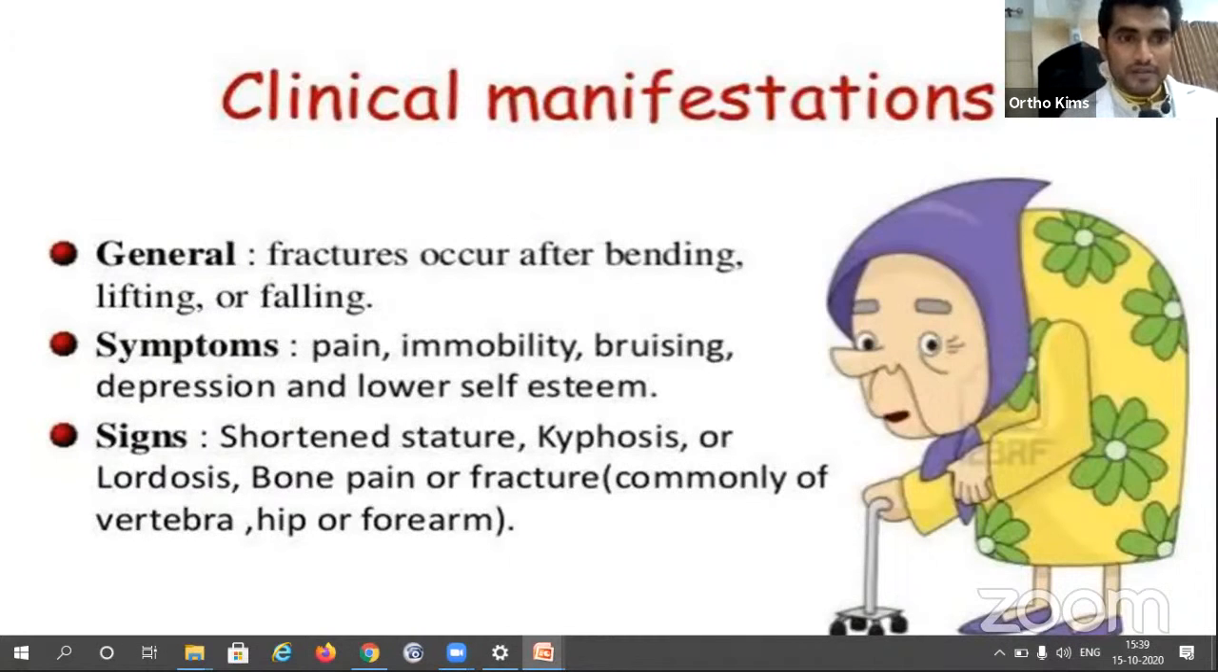Clinical manifestations of osteoporosis, that is general. Fracture occurs after bending, lifting, or falling. That is, fracture may occur due to small or insignificant trauma. The symptoms are pain, immobility, bruising, depression, and lower self-esteem. Coming to signs: shortened stature, kyphosis or lordosis, bone pain or fracture, commonly of the vertebra, hip, or forearm.